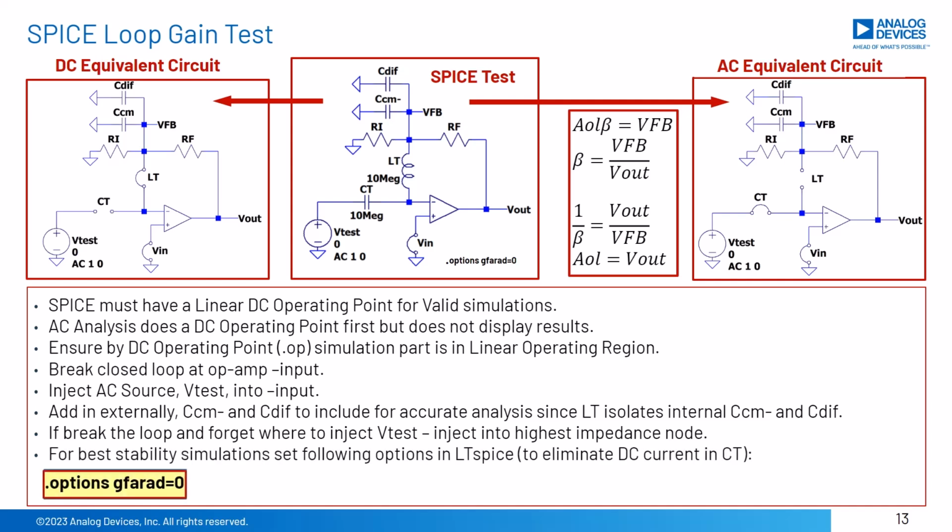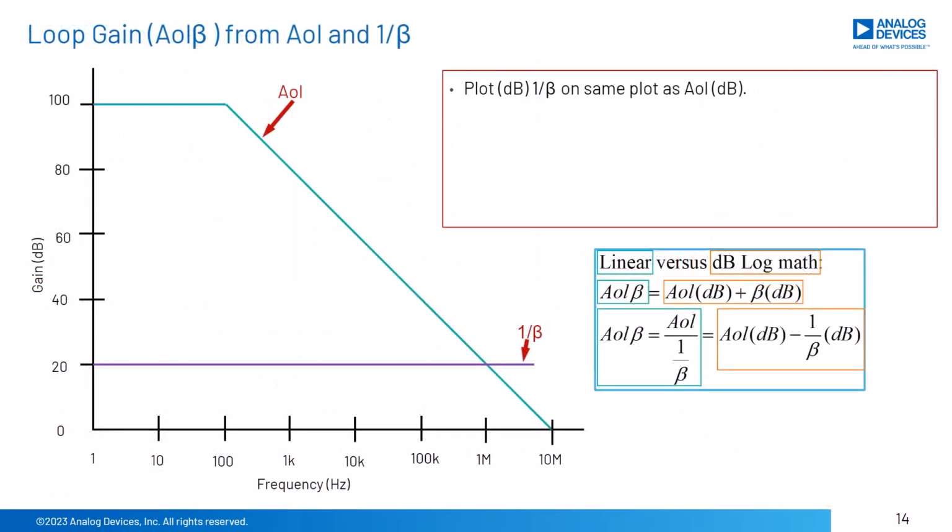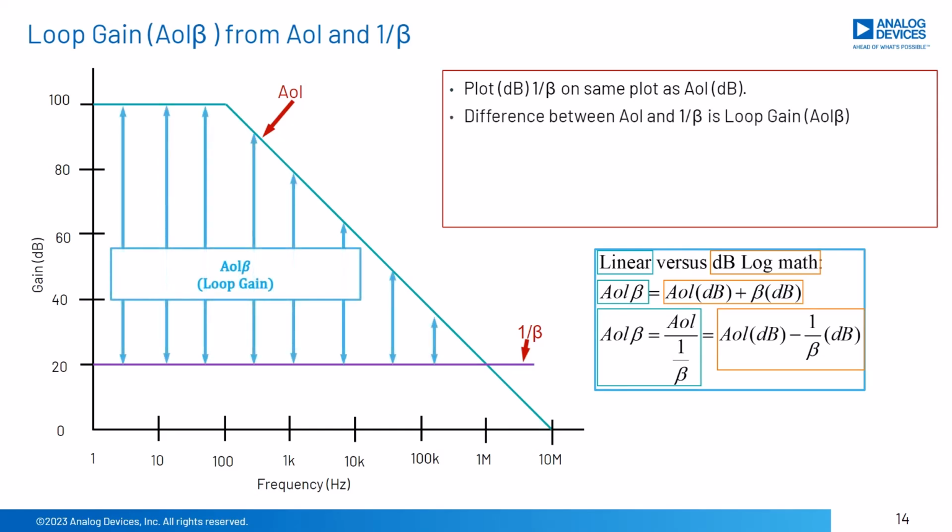Note the recommended dot option setting for LTspice for best stability analysis, to eliminate any DC current through CT, which would give an erroneous DC operating point. There is key stability information that can be visibly obtained from plotting 1 over beta on the AOL curve, as shown here. From the linear versus dB log math derivation, we see that on an AOL and 1 over beta plot, the difference between AOL and 1 over beta is AOL times beta, or loop gain.